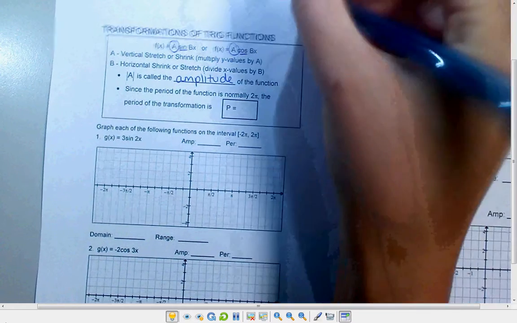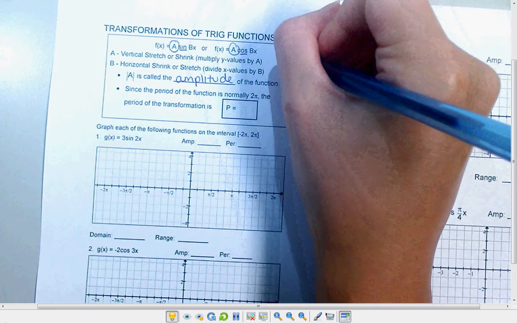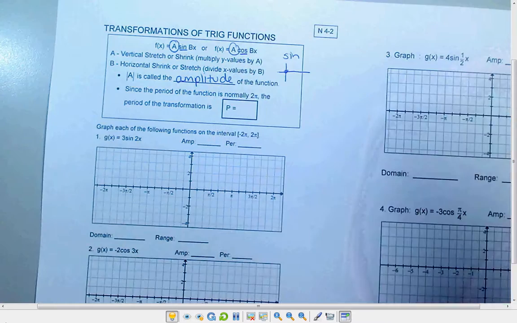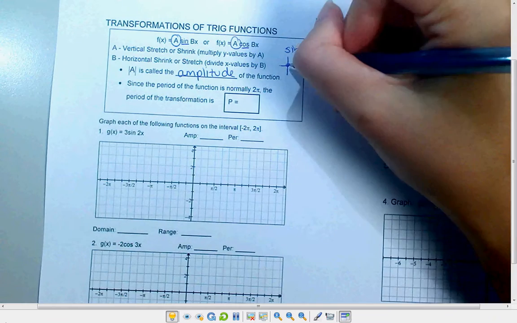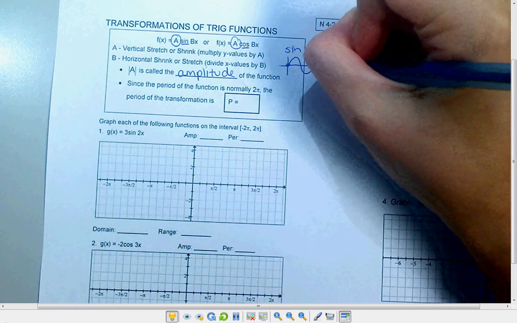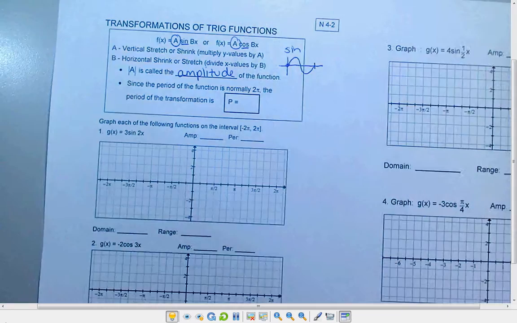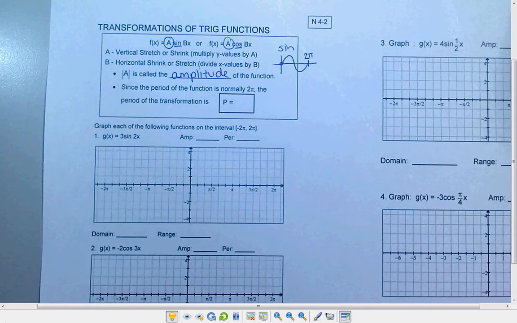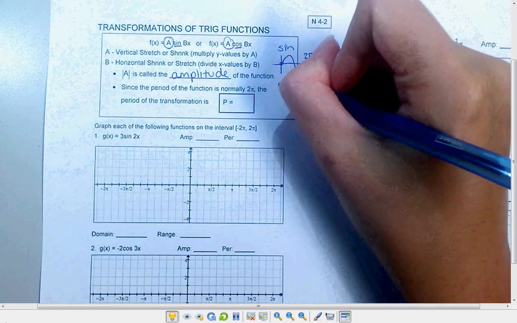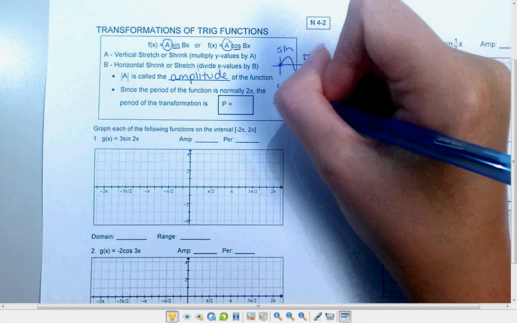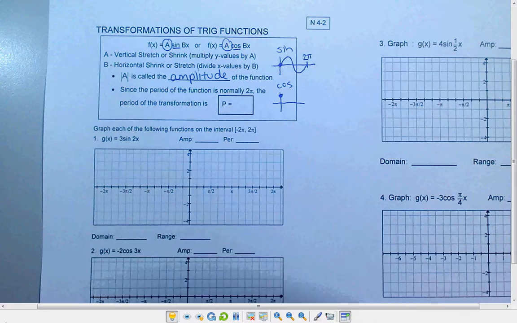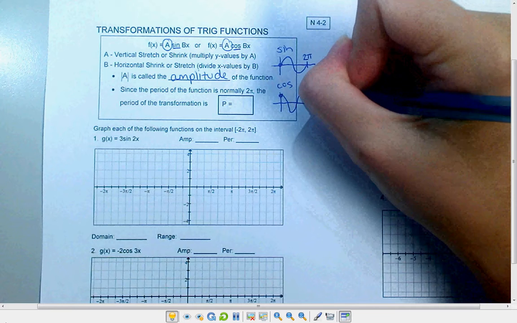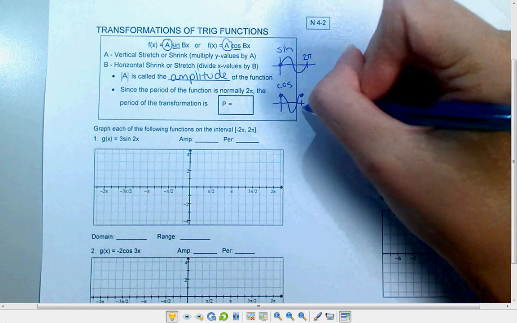So just a quick reminder of what sine and cosine look like. The sine function, we know, starts at 0 and it goes up and then back down. And we know that the period is 2 pi, so it ends at 2 pi. That's what sine looks like. The cosine function, we know, starts at 1. So it starts at the top of the hill, goes all the way down and back up to the top of the hill. And again, this is also a period of 2 pi.